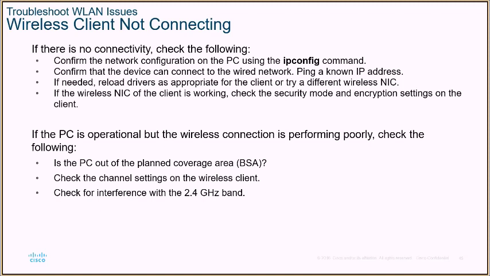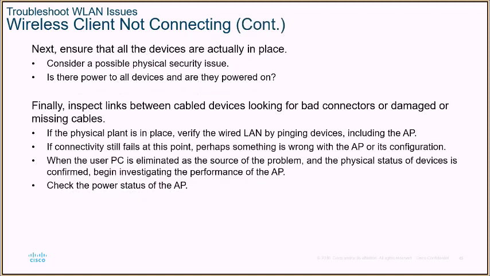If the PC is operational but the wireless connection is performing poorly, check the following. And so is the PC too far away from the antenna or out of the coverage area? Check the channel settings on the wireless client and check for interference on the 2.4 gigahertz band. It's a common problem. Next, ensure that all the devices are actually in place. Consider a possible physical security issue.